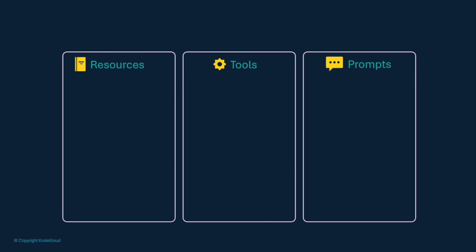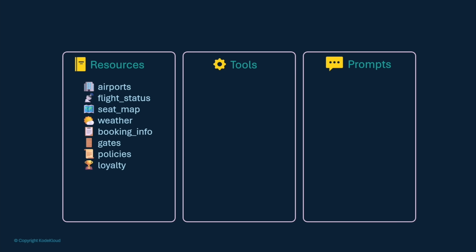So our MCP server must have resources such as list of airports and their details, flight statuses, CMAPs, weather in the target locations, booking information, gate information, policies, and loyalty programs. These can be referred to when making decisions or taking actions.